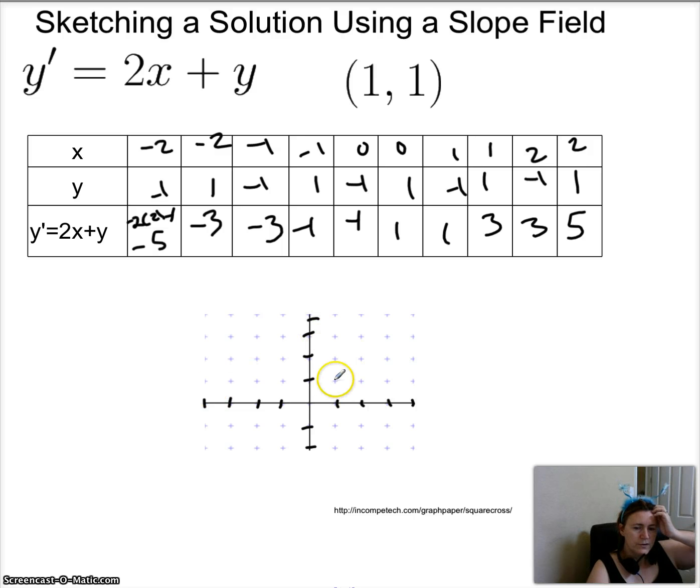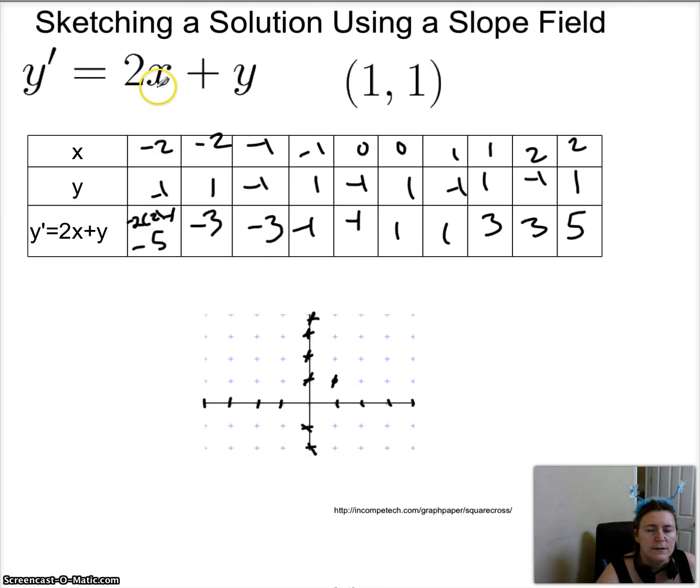Now, I'm very interested in the solution that goes through 1, 1. All right, let's see if I can do this. At 1, 1, the slope is 3, so it's actually pretty steep. Let me just go on and do this. When x is 0, the slope is equal to y. All right? So this becomes 1, 2, and you see this is going to quickly become very steep. Here it's -1, -2, we're done.